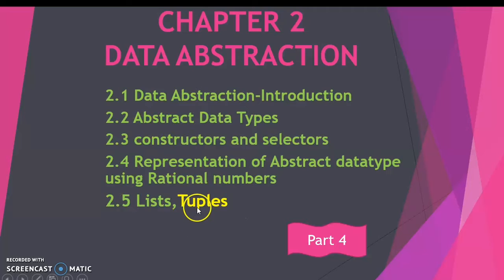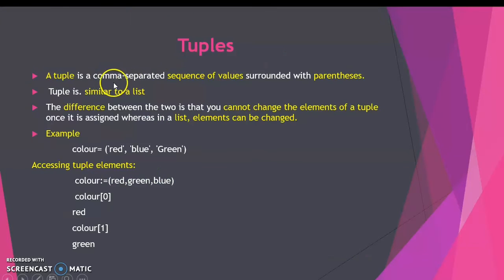Okay students, now you can see the definition of tuples. A tuple is a comma separated sequence of values surrounded with parentheses. So a tuple is also a sequence of values. What is meant by a list? A list is a collection of values or sequence of values. So a tuple is also a sequence of values surrounded with parentheses. We can use normal parentheses. See this example: color equal to red comma blue comma green. The elements are enclosed within the parentheses.